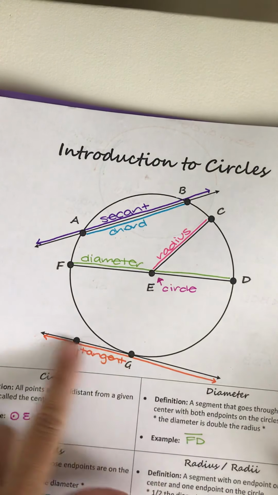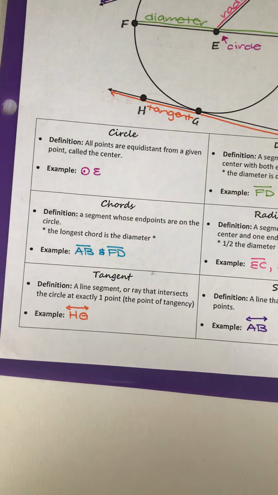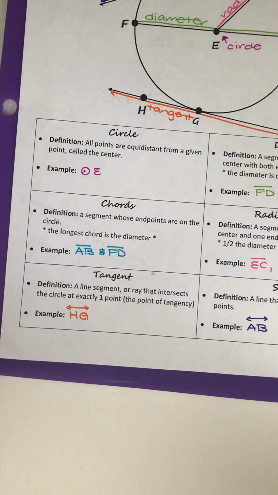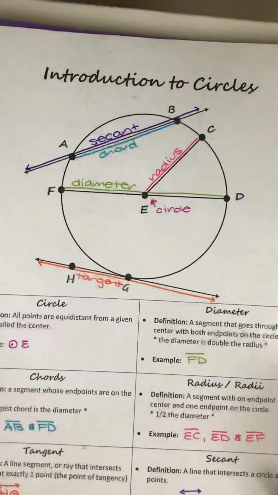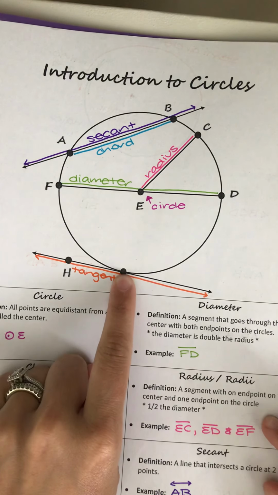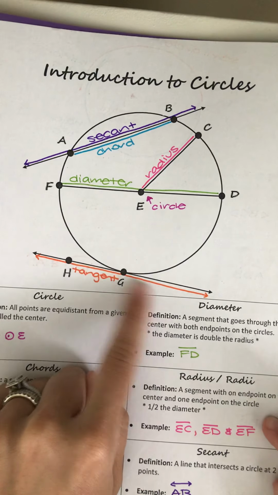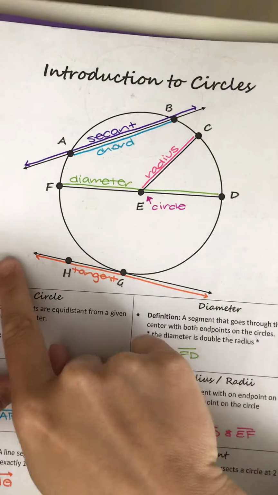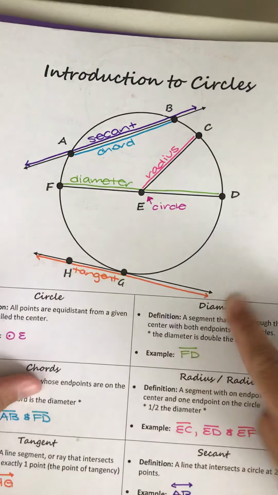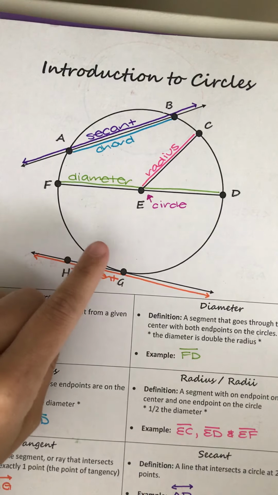This last one here is called your tangent, and if you look at the vocabulary definition, it is a line, segment, or ray that intersects the circle at exactly 1 point. That point is called your point of tangency. So this tangent only hits the circle at 1 point, which this one hits at point G. It could be a line, it could be a ray. This one happens to be a whole line. It could be a segment, but it only intersects at 1 point.